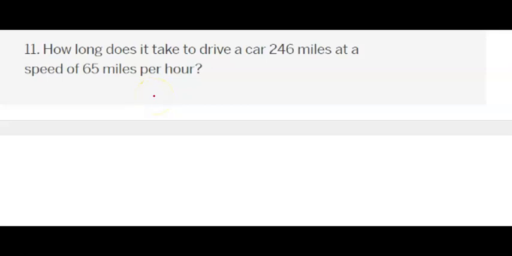The last problem we're going to do involves rate. It says, how long does it take to drive a car 246 miles at the speed of 65 miles per hour? So this is a rate problem. Distance equals rate times time. We know the distance is 246, so we fill that in, equals, we know the rate is 65 miles an hour. What we don't know is the time. So we just need to figure out what t is.